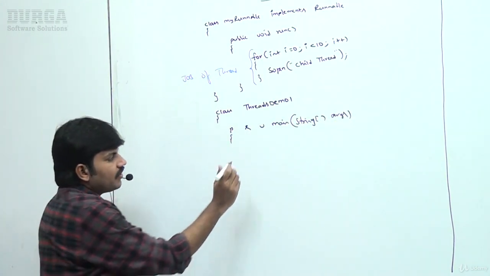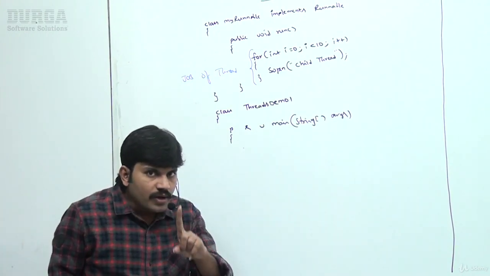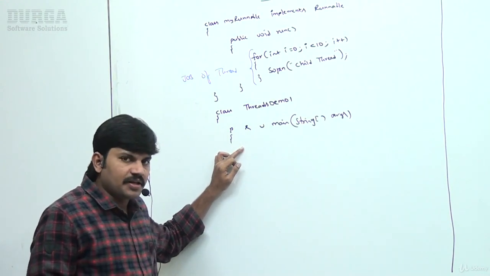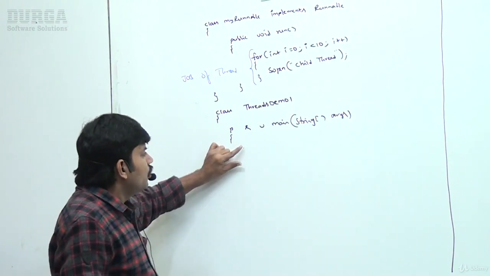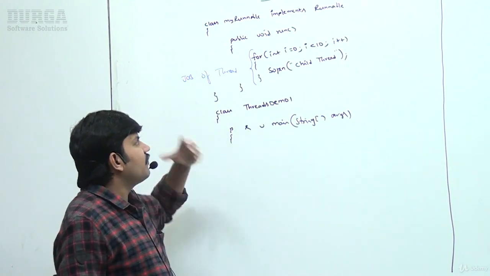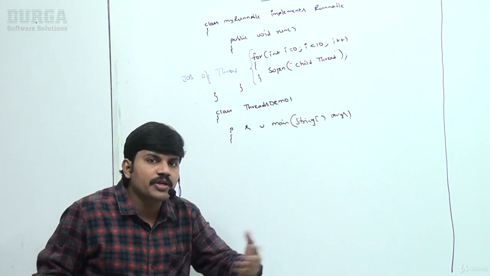Can you please tell at this point of time how many threads will be there? Only one thread. That thread is the main thread. Sir, every Java class contains only one thread, and that thread is always the main thread only. Okay, now I want to define a thread for this job and I want to execute that thread.